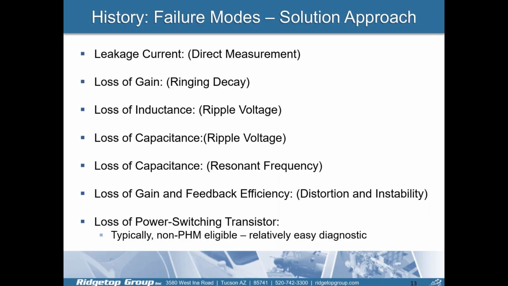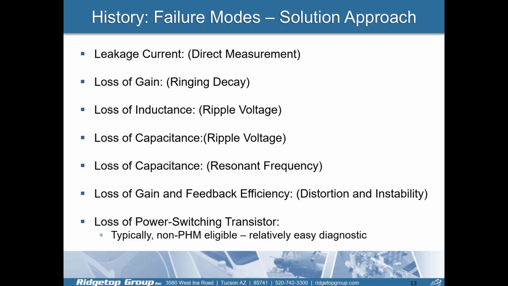So, this is some of the failure modes that we here at Richtop have looked at. We've looked at a leakage current. That's a failure mode associated with a decrease or increase, if you will, of the effective series resistance. When I say increase, what I mean is it becomes less efficient. Loss of gain: a typical mode to detect loss of gain is to look at the ringing decay and also the amplitude of that ringing. Loss of inductance: ripple voltage. Loss of filtering capacitance, you can look at ripple voltage. Loss of capacitance, and to some extent inductance, you can use resonant frequency. Loss of gain in feedback: distortion and instability.